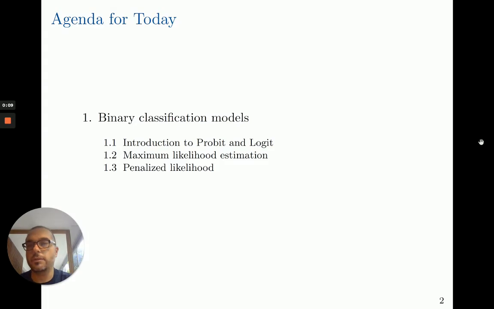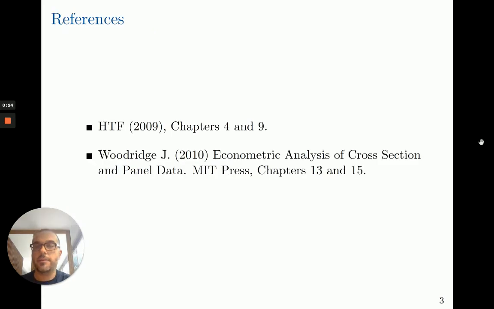Okay? So this first part is about binary classification models, more specifically about probit and logit and maximum likelihood estimation and penalized likelihood estimation in high dimensions. The references are the Hastie, Tibshirani and Friedman book, chapters 4 and 9, and also an additional reference to the book by Wooldridge, Econometric Analysis of Cross-Section.